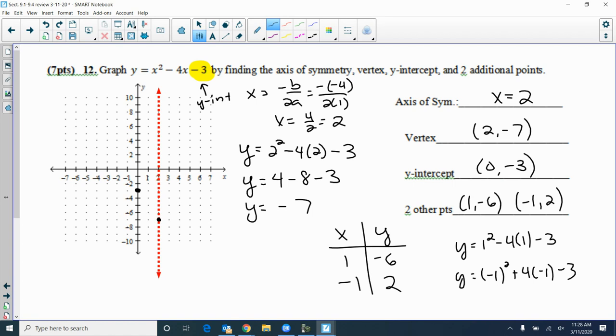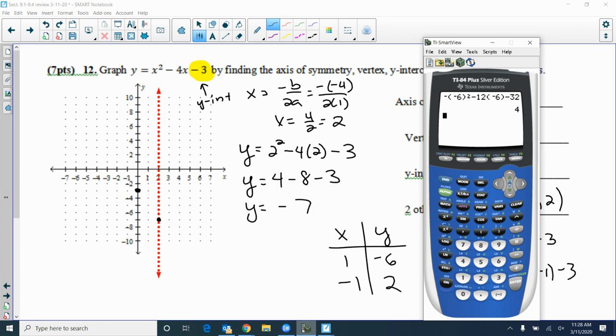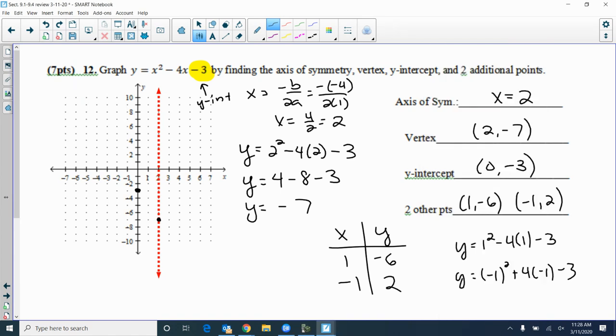I got it for that. When you plug it in, you're plugging in, you have a 2 in that first spot. Wherever there's an X, it has to be that 1. So it has to be 1 squared minus 4 times 1 minus 3. I thought that 2 was in that. And that 2 is when we did the axis of symmetry to find the vertex.